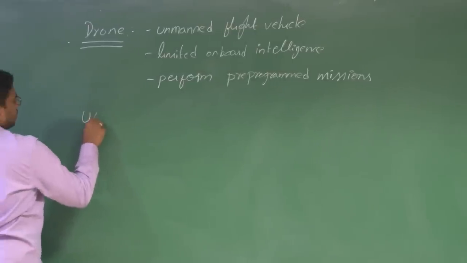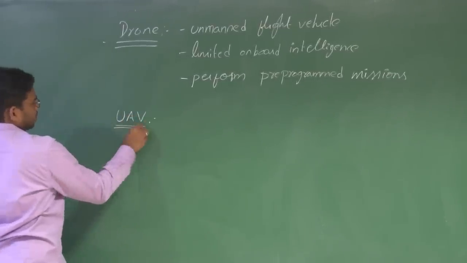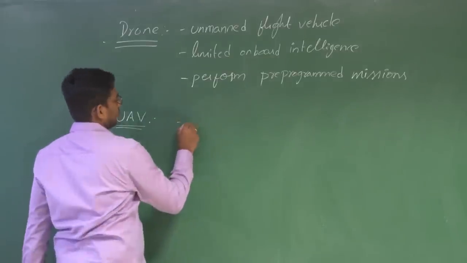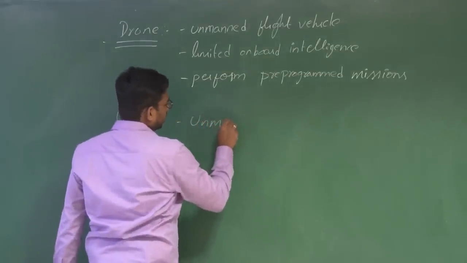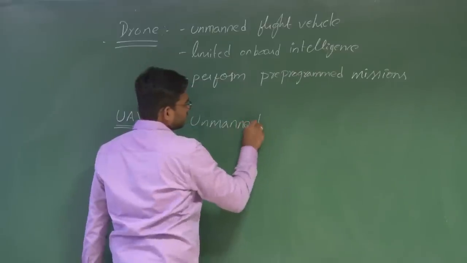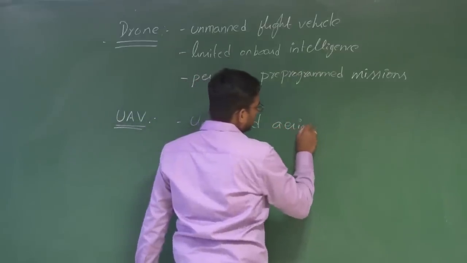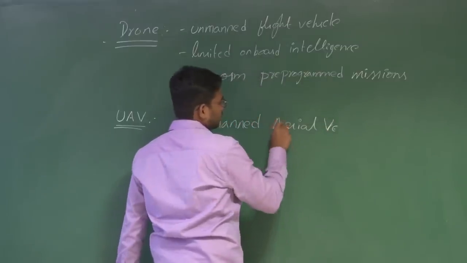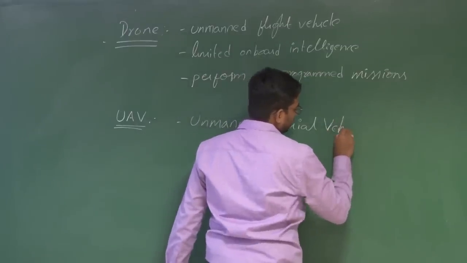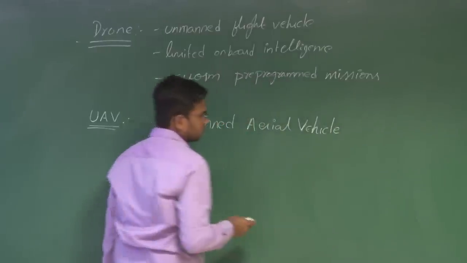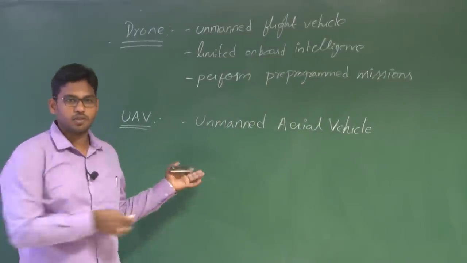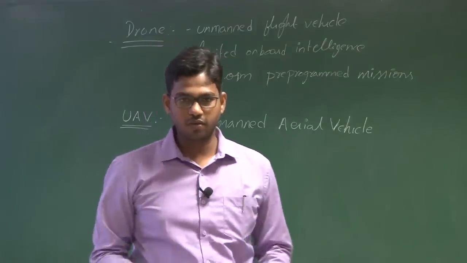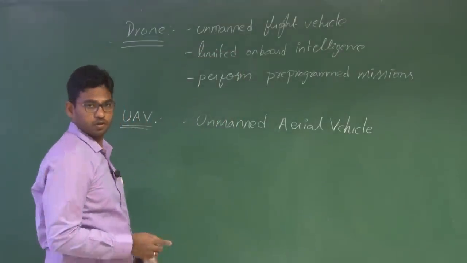As most of you know, the word UAV stands for unmanned aerial vehicle. It's an unmanned aerial vehicle. Of course, there is no onboard pilot, right? So it is controlled from the ground station or in an autonomous mode.